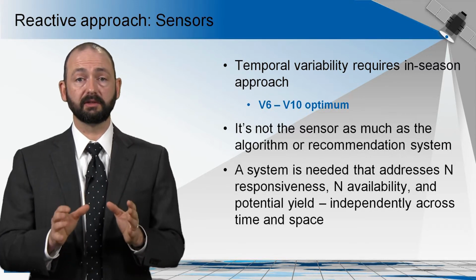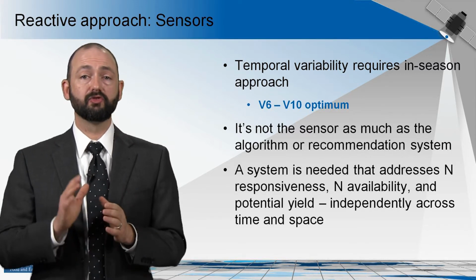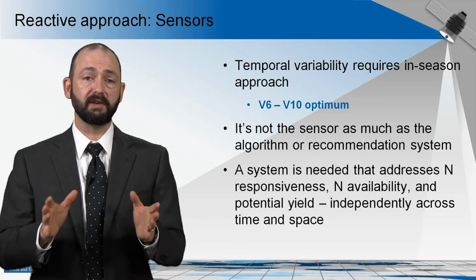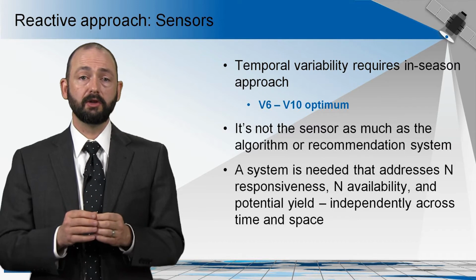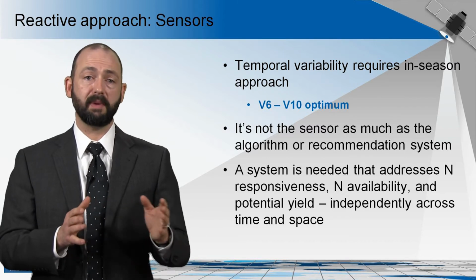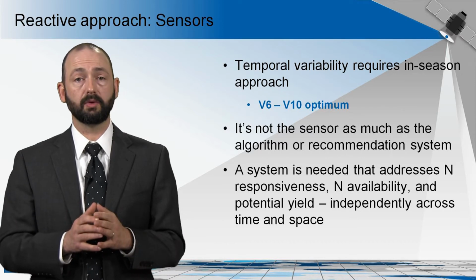When we talk about managing nitrogen in season and doing variable rate nitrogen management, the reactive approach using sensors is going to work out. It can address that temporal variability because if you go in and sense that crop at V6 to V10 in a corn crop, you're kind of integrating the climate and weather patterns that you've had over that past 30 to 40 days since you planted the corn.